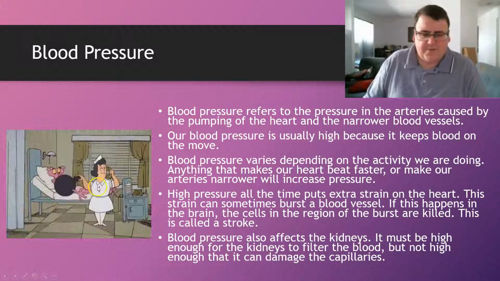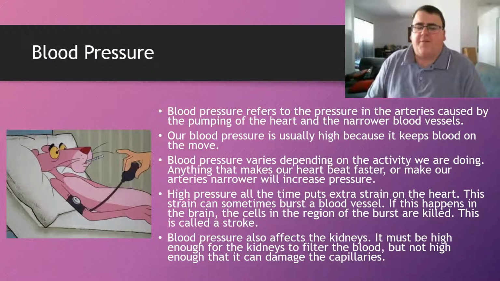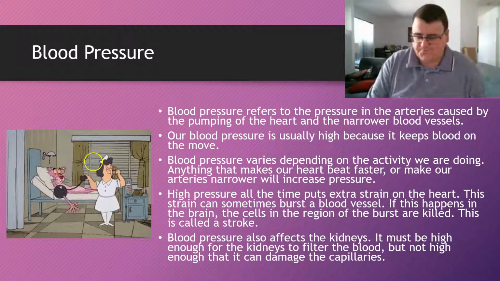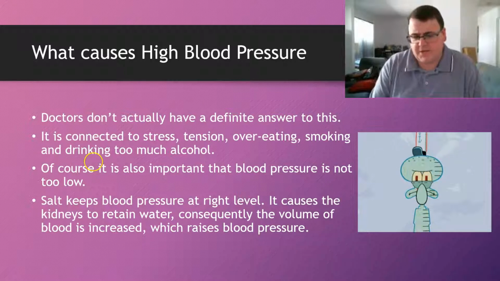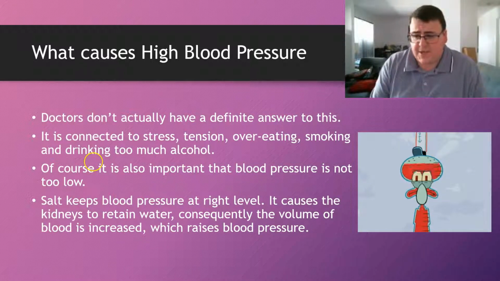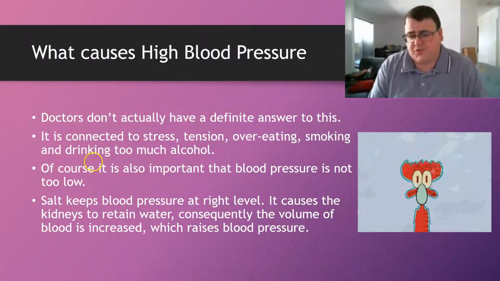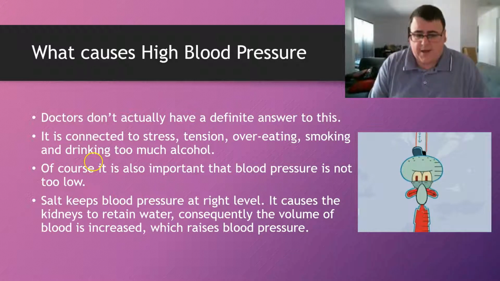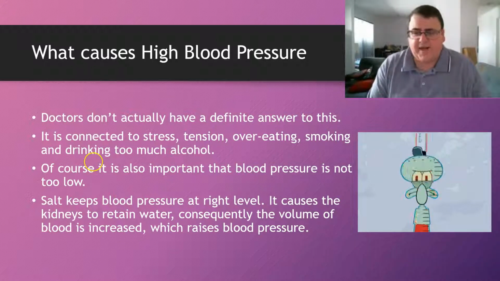Just a little fun diagram on the side. A bit of an exaggeration of how blood pressure is taken. Generally, you've got something around your arm and it expands. So what causes high blood pressure? The annoying part about that is doctors don't actually have a definite answer to this. They do know that there is a correlation with stress, tension, overeating, smoking, and drinking too much alcohol. But they can't find an exact link.